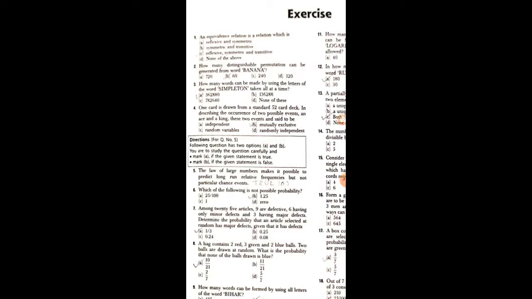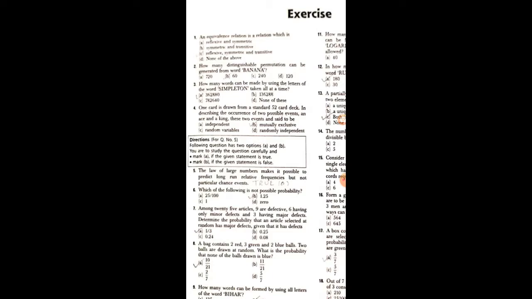Third. How many words can be made by using the letters of the word simpleton, taken all at a time? The answer is 362880. Fourth, one card is drawn from a standard 52 card deck. In describing the occurrence of two possible events, an ace and a king, these two events are said to be mutually exclusive events.